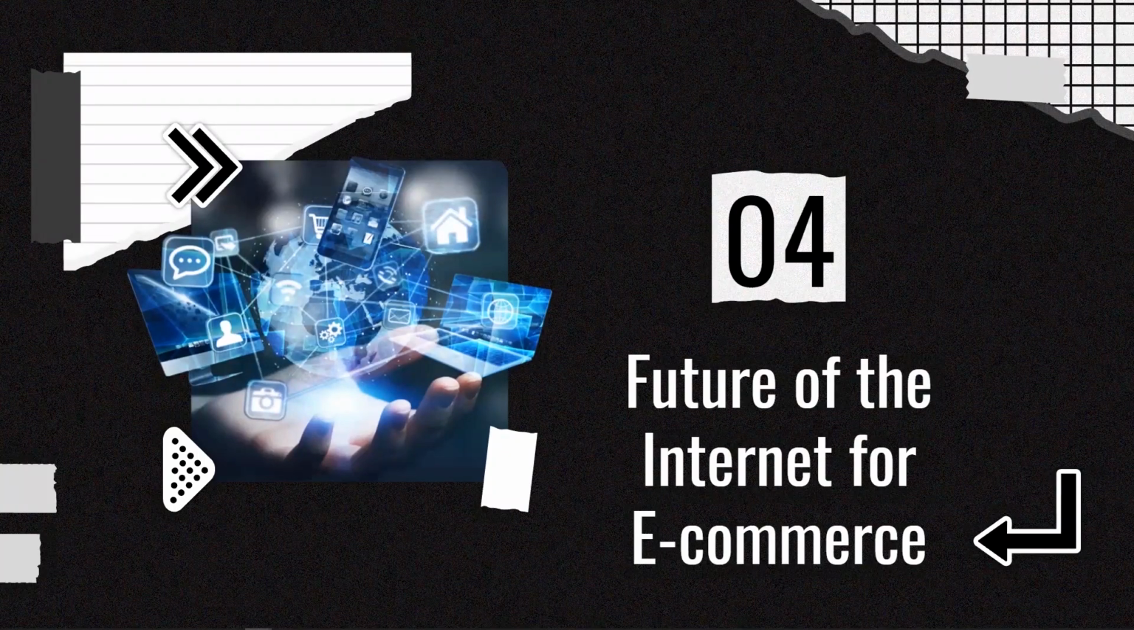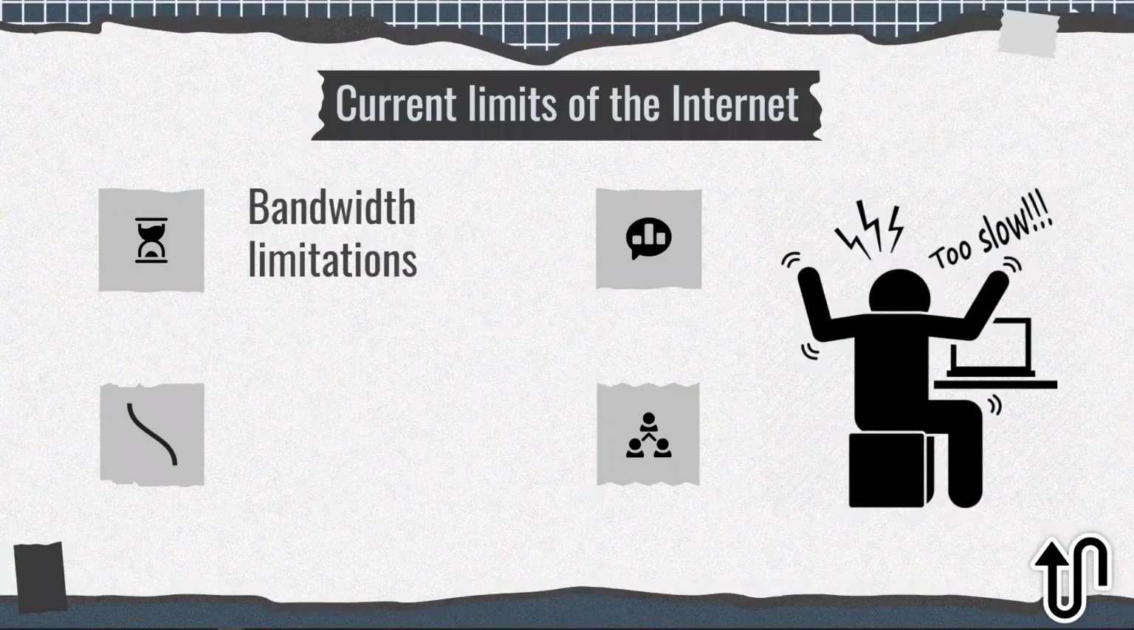So the fourth part, we are going to talk about the future of the internet for e-commerce. Before jumping directly into the future, we are going to talk about the current limits. So first of all, it's bandwidth limitation. What I'm going to explain to you is that, for example, when you use the internet and you feel it's so slow, this is because there is insufficient capacity throughout the backbones, the switching centers, or the lines. This results in slow peak hour service, or we can call it congestion.